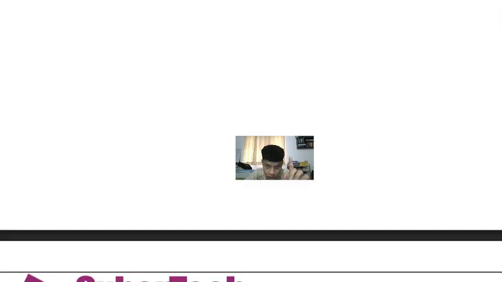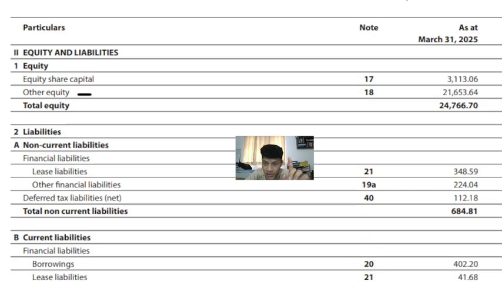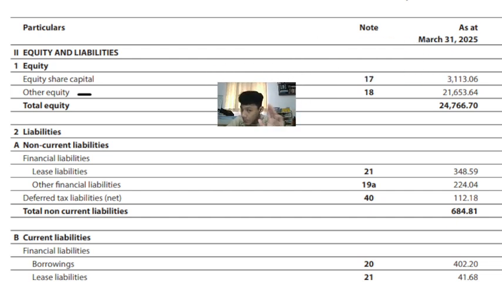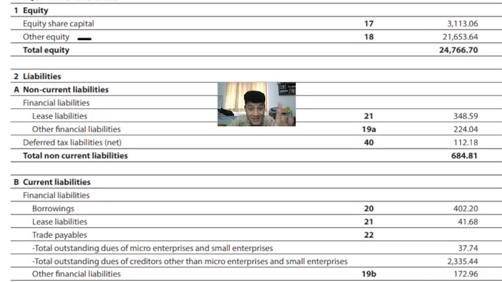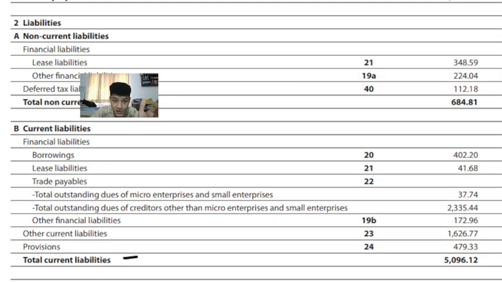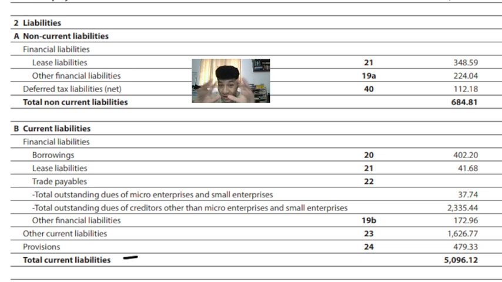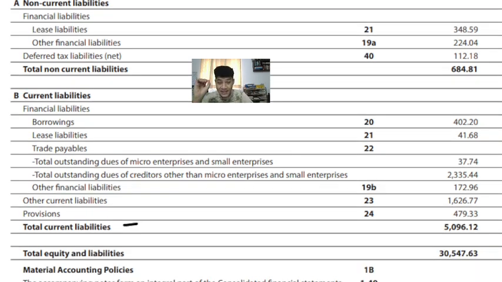Now remember this figure, current assets, 259 crores. You can see equity, other equity, total equity of 247 crores. Compare the current assets to current liabilities, only 50 crores. The money it has to pay back within 1 year is way less than its cash balance, way less than the assets that it has. So basically, a very healthy balance sheet.